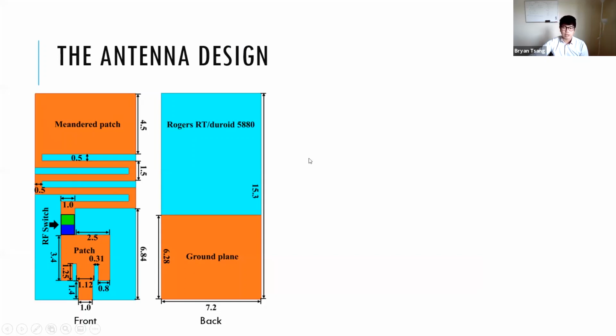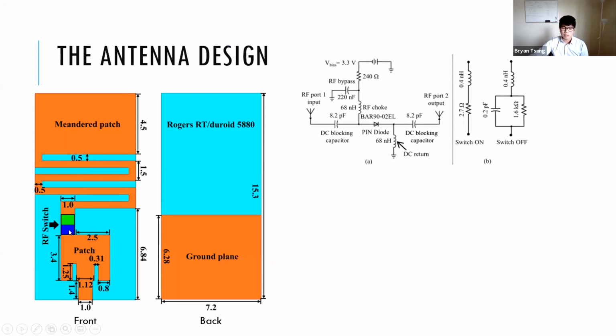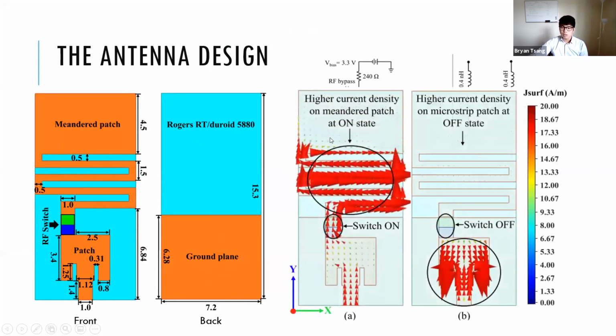a meandered patch. And this is the schematic for the RF switch. And this is the back of our antenna, so we have our substrate and our ground plane. When we have this RF switch on, the current distribution radiates throughout the entire patch, and this additional patch causes our antenna to radiate at the desired frequency of 3.5 gigahertz. When we turn this RF switch off, only the initial patch antenna radiates, which gives us our desired frequency of 28 gigahertz.